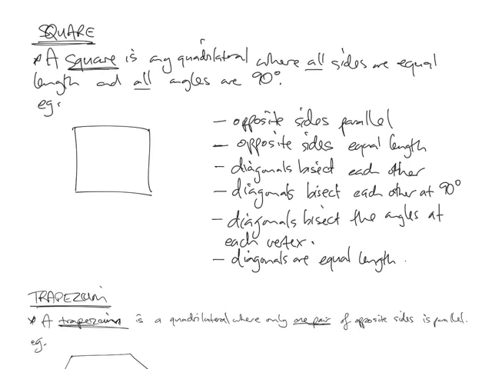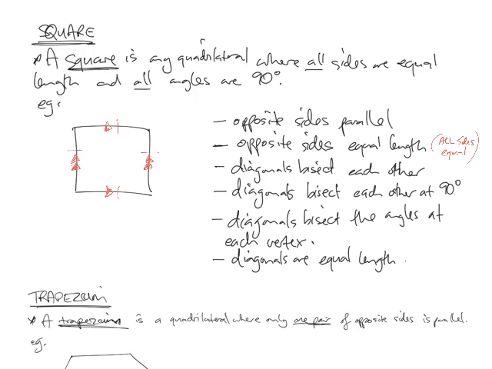Two more, we've got a square, and I've already said a rhombus is just a square that's been pushed to the side. A square is any quadrilateral where all the sides are equal length and all the angles are 90 degrees. So the opposite sides are parallel. So the left and the right are parallel to each other, top and the bottom are parallel to each other. Opposite sides are equal in length, but like the rhombus, all sides are equal as well. So they're all going to be one dash.